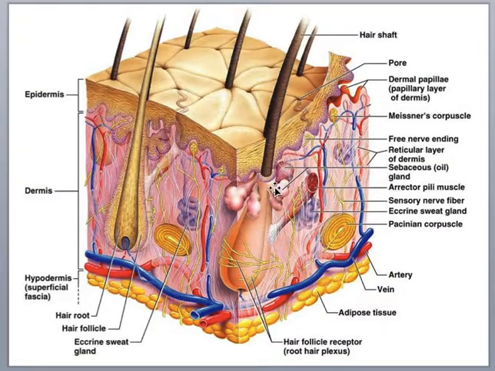Sebaceous glands. Eccrine sweat glands are coiled. So these guys right here, they're very highly coiled. They're tubular in shape.